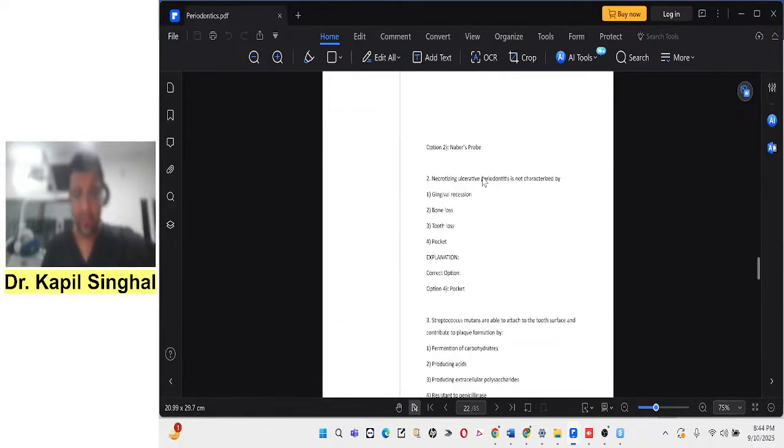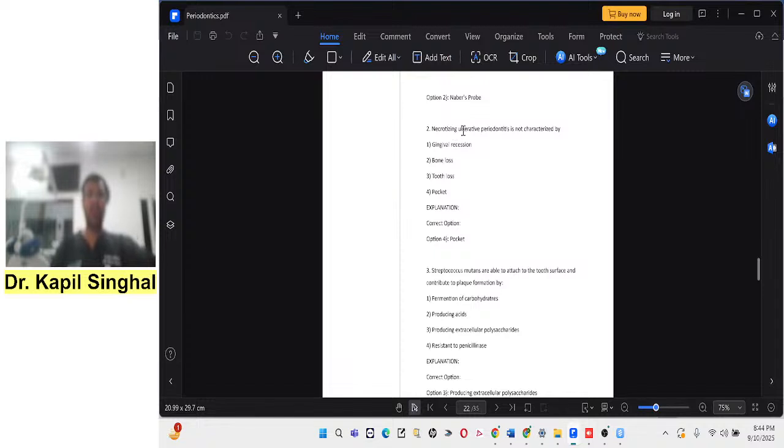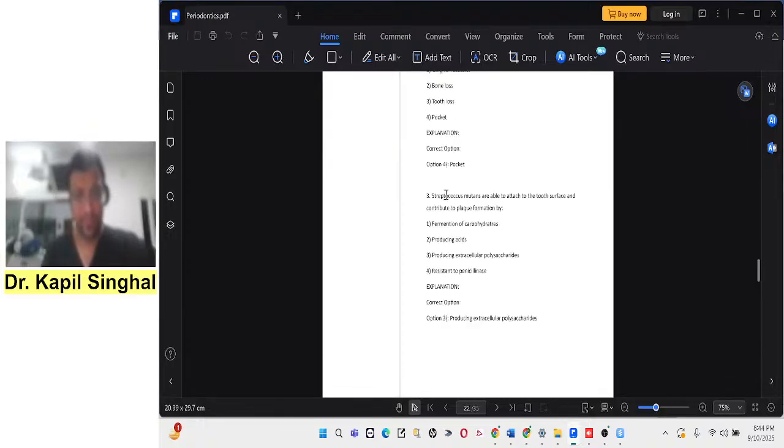Okay, this will do. So necrotizing ulcerative periodontitis is not characterized by recession. Maybe there is bone loss, tooth loss also can happen. Pocket, no, because there is necrosis of gingiva. So there is no pocket formation for sure. So the answer here would be 4.